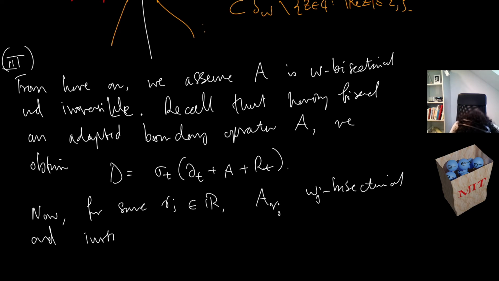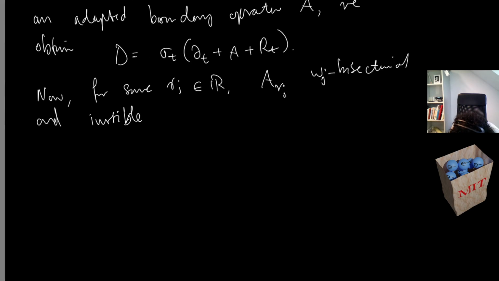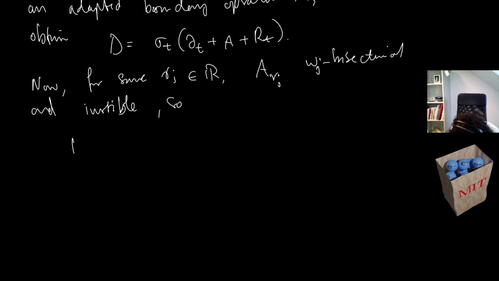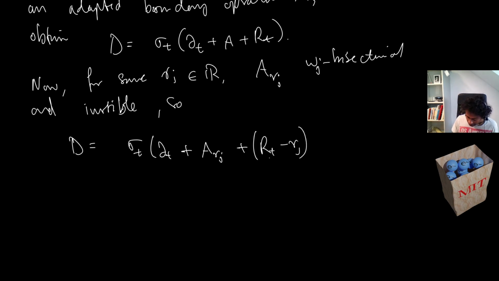So D can now be written as sigma t plus ARJ plus RT minus RJ. Right, so this is minus, okay, sorry, plus RJ. So this is the new remainder term now. This is what I'm saying. So we can always extract out a model problem where the operator that we're interested in is omega bisectorial, right? So that's an important remark I'll make.